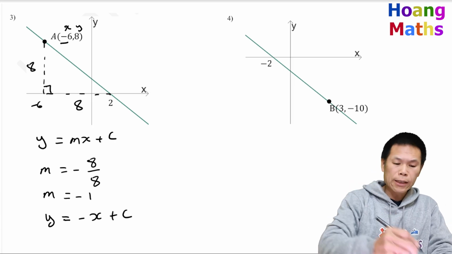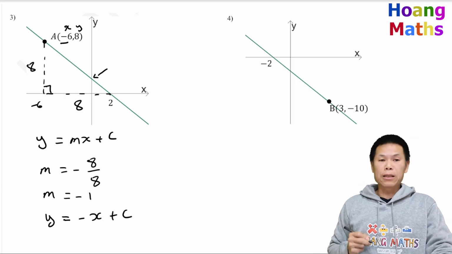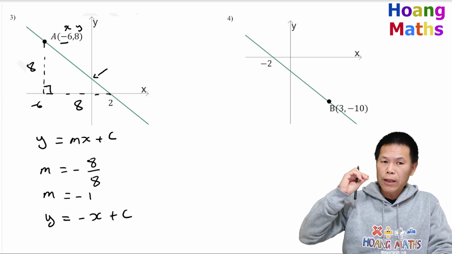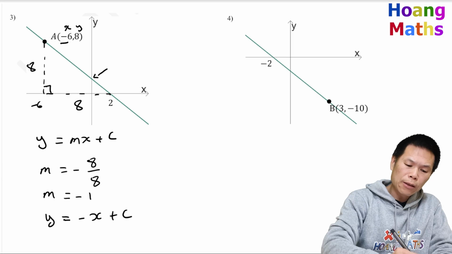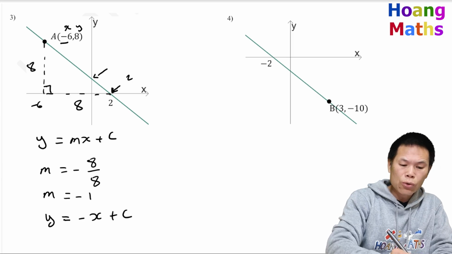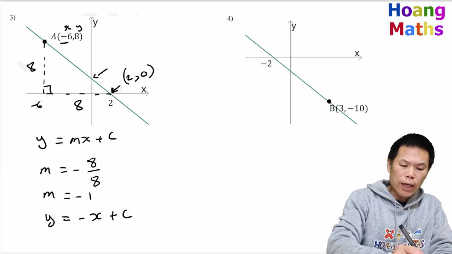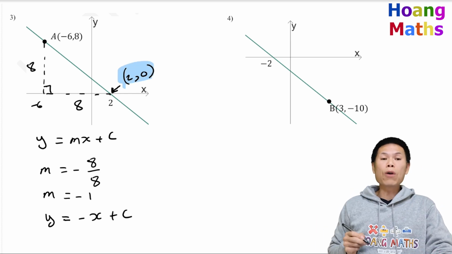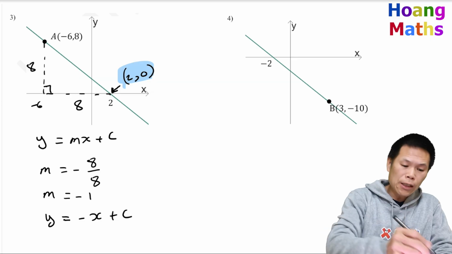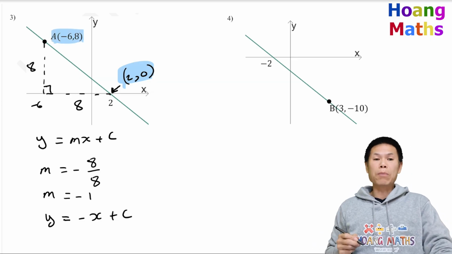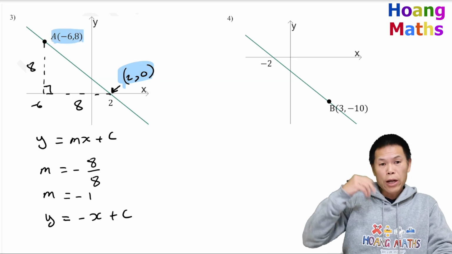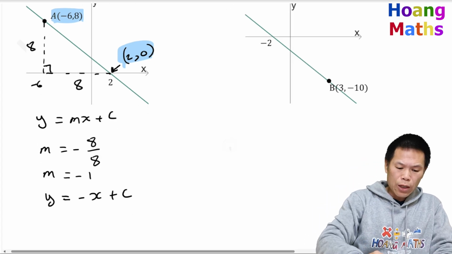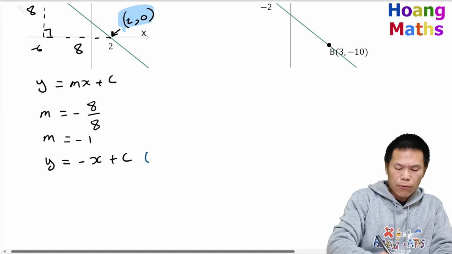c is the y-intercept, this value here. But we don't know what this value is. So we need a point to find the value of c. So this is point 2, 0, right? So we can either use this point 2, 0 to find the value of c, or we can use this point. It doesn't matter which point you use, okay? So let me just use 2, 0. It's easier, that's all.